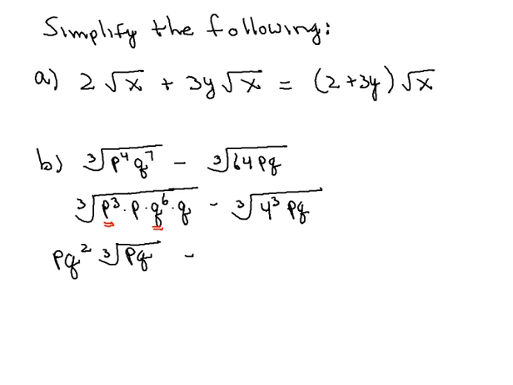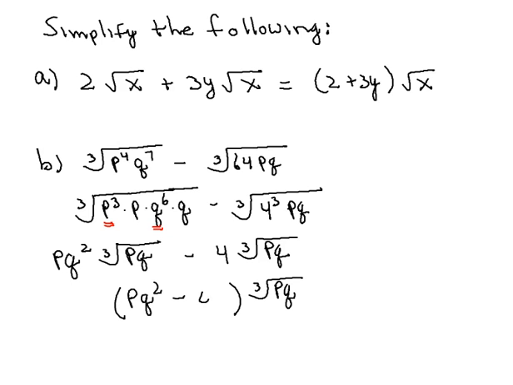And in the next radical, the 4 cubed will come out in front as a 4. Then we're left in with the cube root of pq. So now at this point, these are like radical terms, the same radicand of pq and the same index of 3. But you'll notice again that the coefficients are not like terms. So the best we can do now is to simply factor out the radical expression, which is the cube root of pq. Then we're left inside with p q squared minus 4.